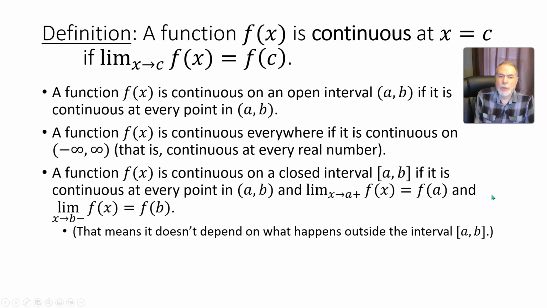So the way we define continuity on a closed interval is to say, first of all, it has to be continuous at every point in the interior of the interval, every point strictly between a and b. And then, if you look at the limit as x approaches a from the right, from inside the interval, that has to equal f of a. And if you look at the limit as x approaches b from the left, which is also from inside the interval, that limit has to equal f of b.